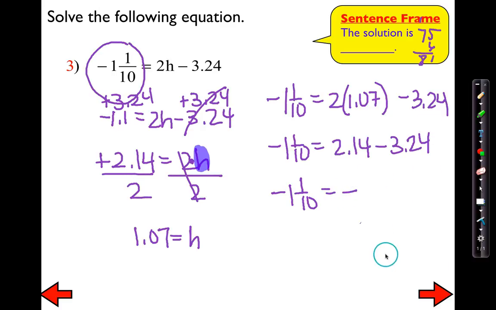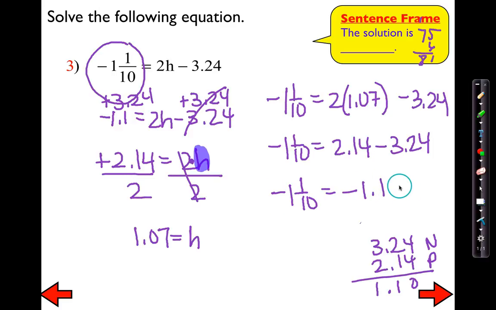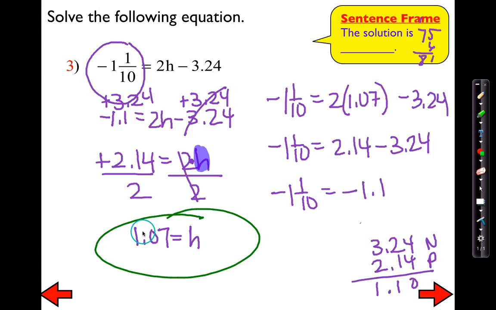How many more negatives than positives? Well, there's 3 and 24/100ths negatives, and there's 2 and 14/100ths positives, and that's going to leave me with -1 and 1/10. These look different, yes, but however, these are equivalent. You can write this as this or this as this, same thing. So guess what? For those reasons, I'm pretty confident that my answer for h is indeed 1 and 7/100ths.